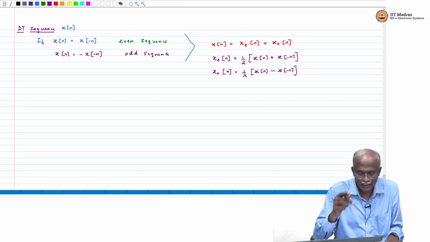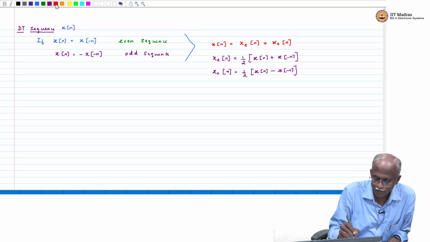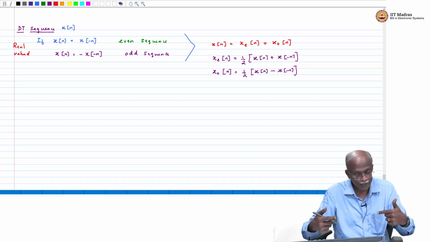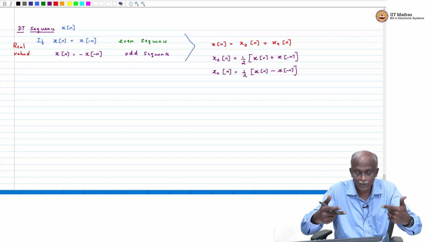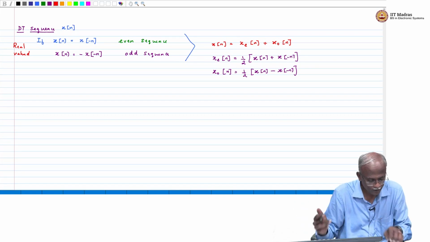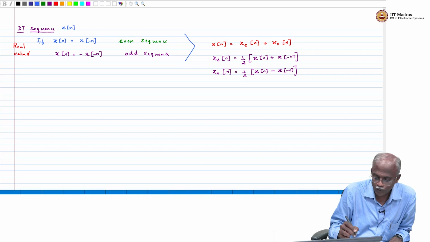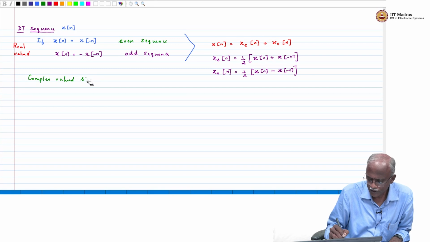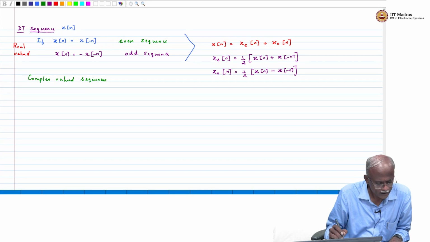So, this is for real valued sequences. A real valued sequence may satisfy the even property or the odd property. Even if it does not satisfy the property, you can obtain an even part and an odd part, which will satisfy the respective properties. Now, by the same token, if you are dealing with complex valued signals, there is a corresponding relationship. Complex valued signals or sequences, let us use the same term, complex valued sequences.